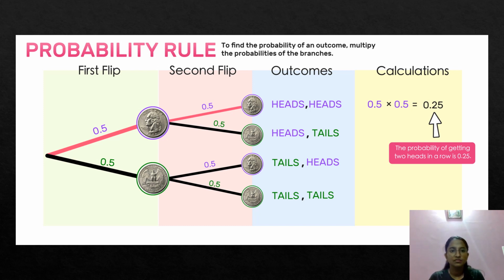One more example, where the probability rule is: to find the probability of an outcome, multiply the probabilities of the branches. Like the first flip, you might get a 0.5 chance of heads or a 0.5 chance of tails. It can be a chance of both. Then the outcomes might be heads, tails, heads, tails, or anything. So the final calculation, when you do it, you get the probability as 0.25.